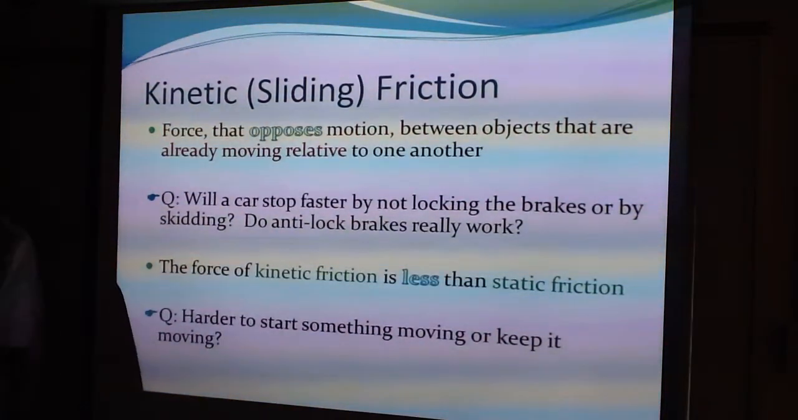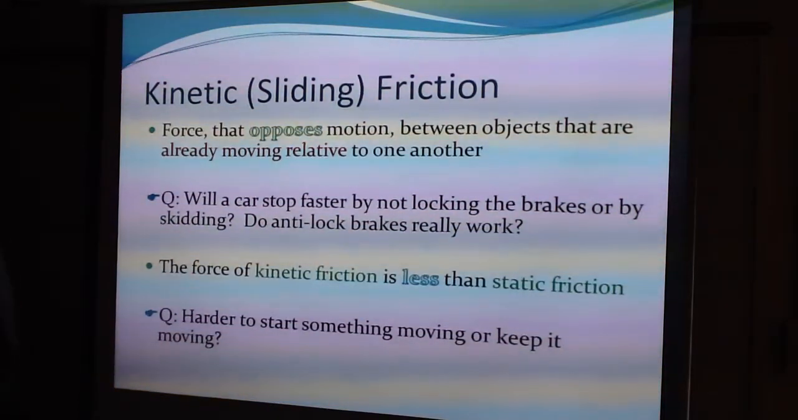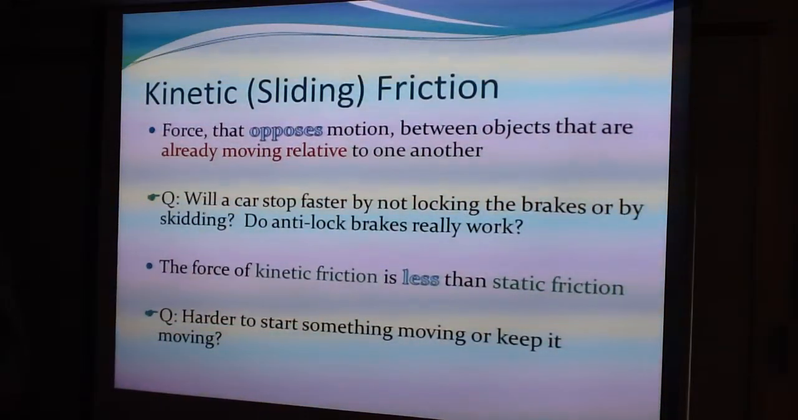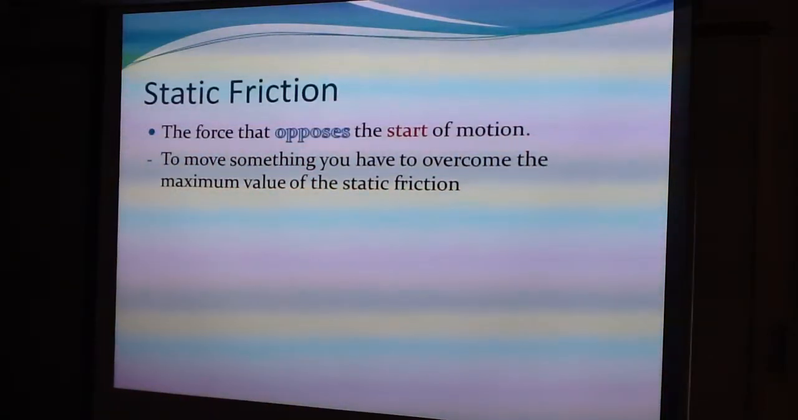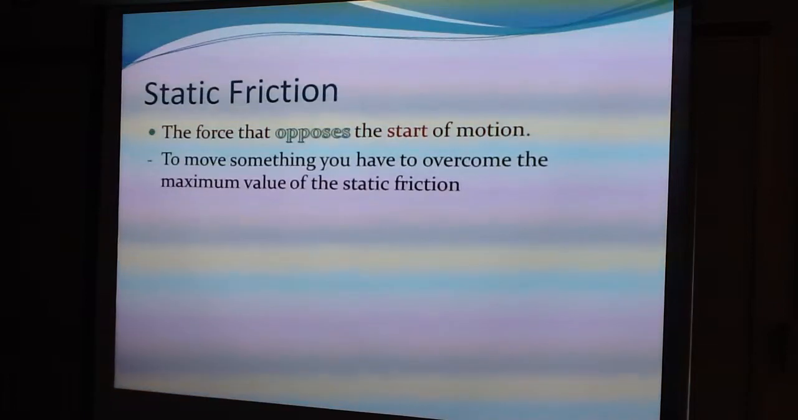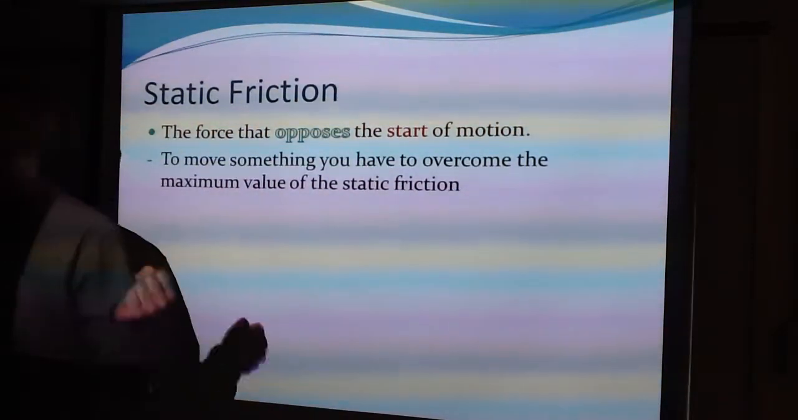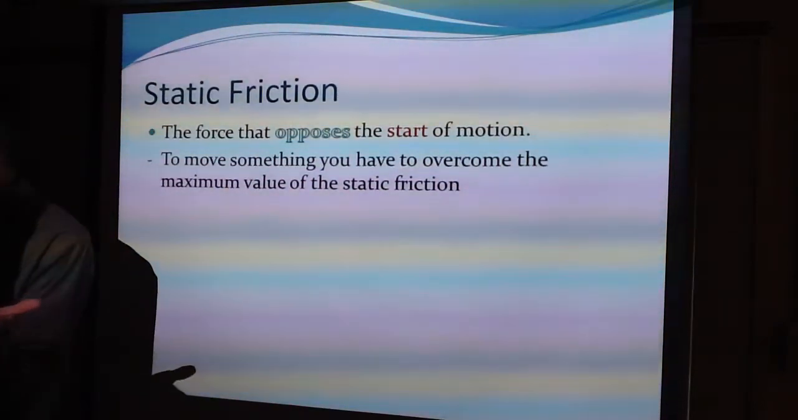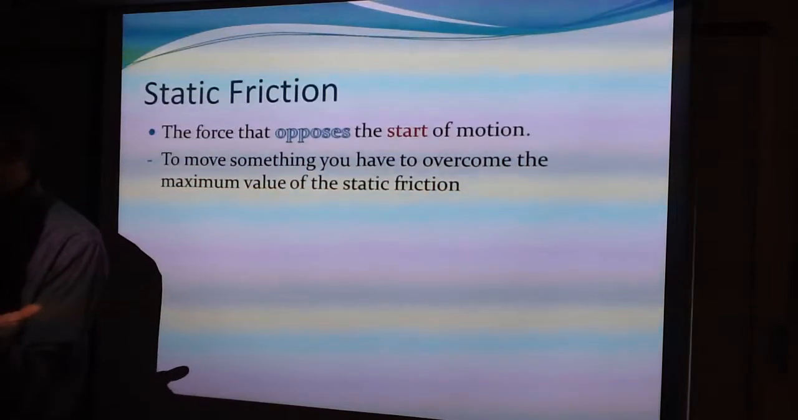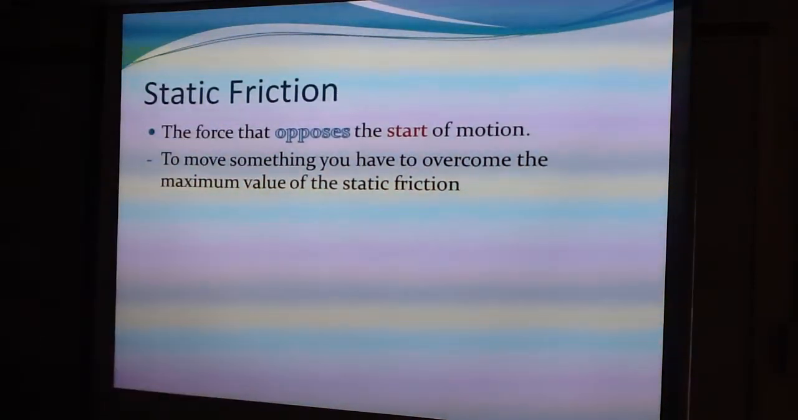And what's the answer? Not locking the brakes. Why is that? More connection with the ground, which goes back up to static. Static is a larger friction. It's the larger of the two frictions. So if it's the larger of two frictions, and you can stay in that situation longer, anti-lock brakes allow you to use more static friction and less kinetic friction.